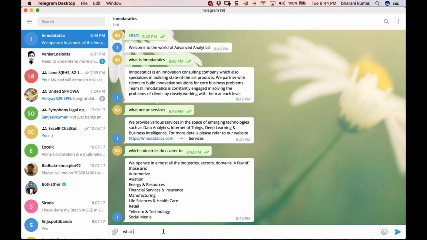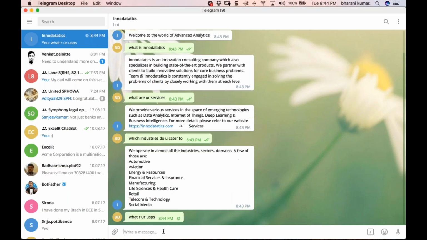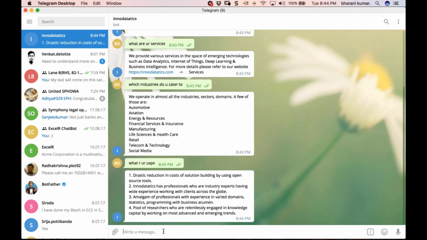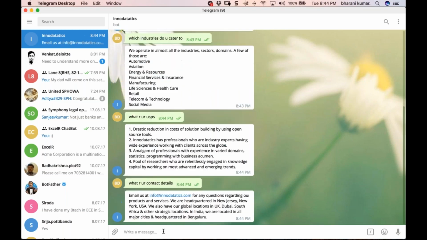All right, but what are your USPs? Okay, these are the four unique USPs of InnoDataTix. All this is fine, but how do I contact you? What are your contact details? There we go. So, a lot of intelligence is built into this, right?